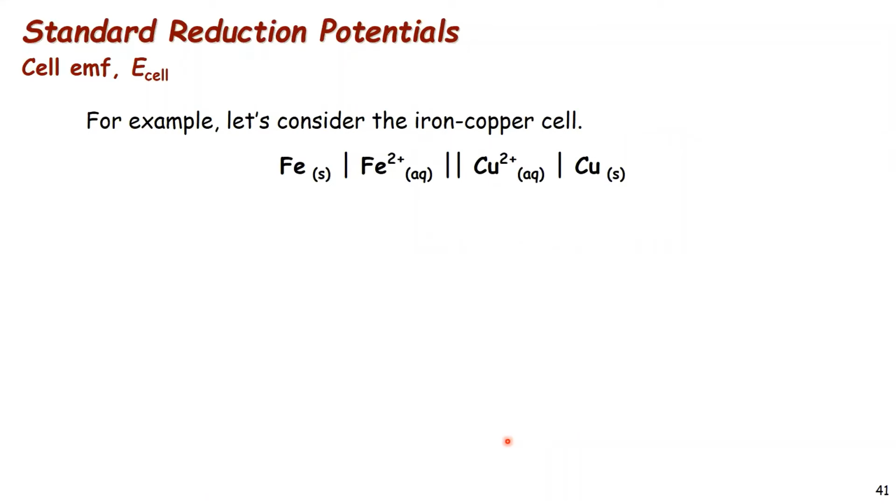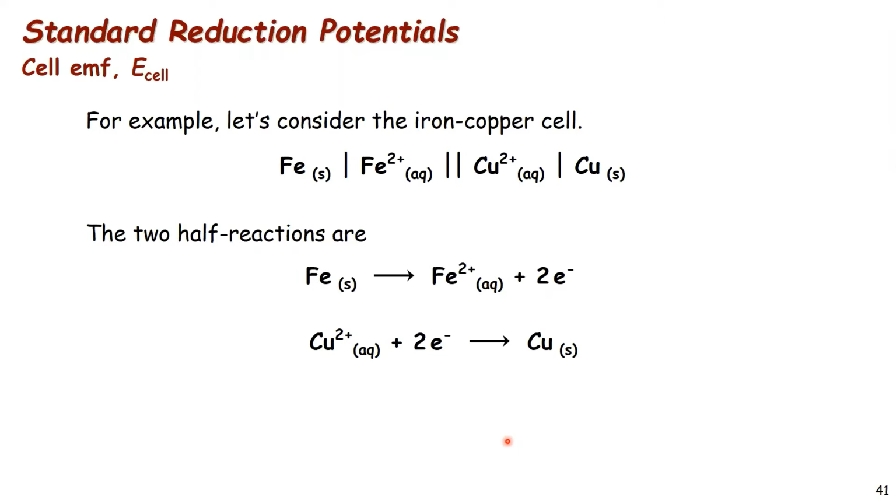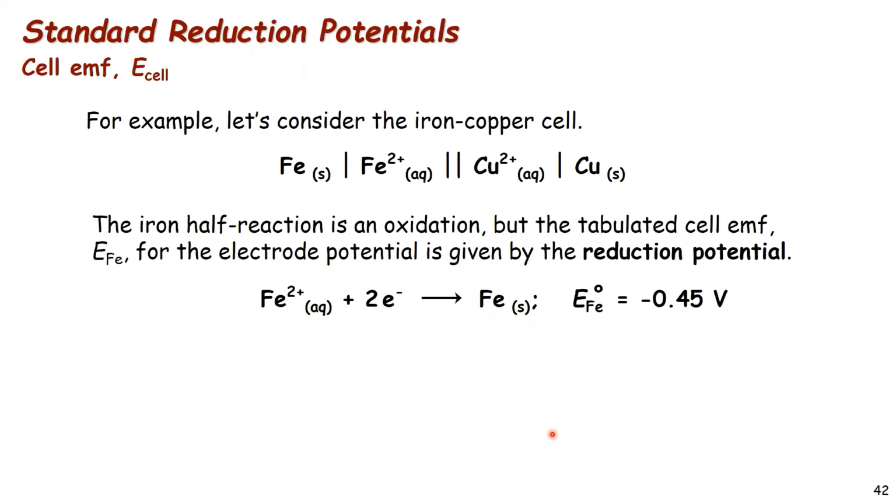So let's consider our iron copper cell again. I could look up the two half reactions. Here's the iron. Now that is the reduction, right? I'm sorry, this is the oxidation. It's going from 0 to +2. And this copper is the reduction. So it's the copper 2 plus going to copper 0.